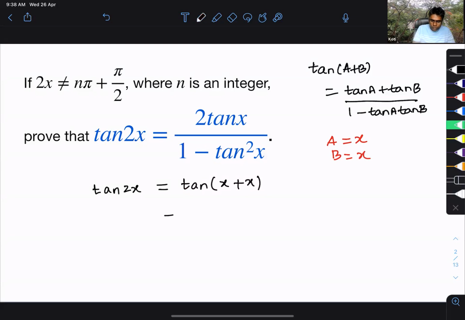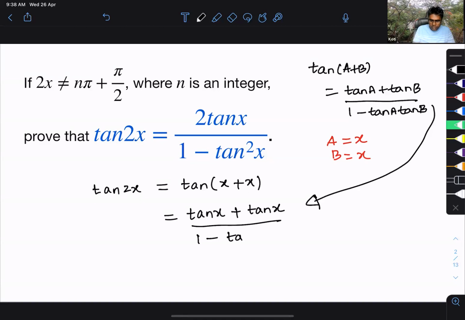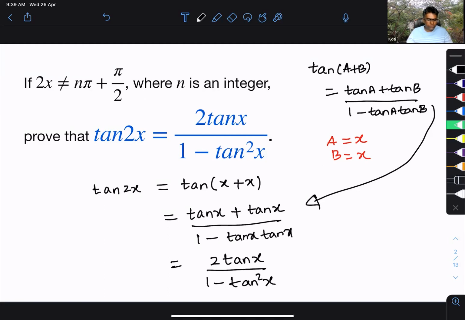And then if I use the identity here, what do I get? Tan of a is tan x plus tan of b is also tan x, divided by 1 minus tan x multiplied by tan x. So you would have 2 times tan x by 1 minus tan square x. Okay, is everyone okay? Yeah, sir.